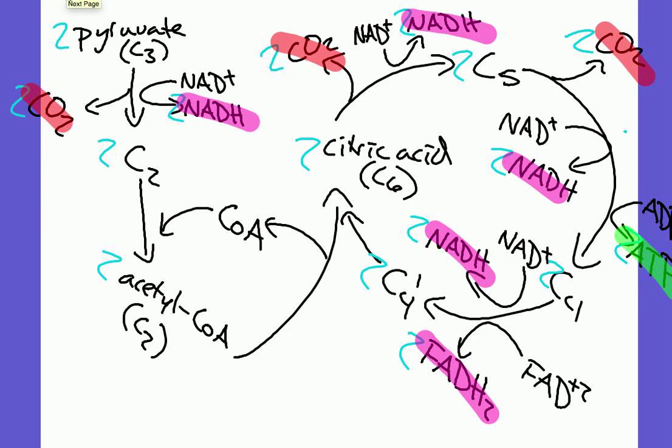So that should actually be a complete picture for your Krebs cycle. We just got one more picture to go. We got an electron transport. And then we have a few questions to answer about that. So hopefully you got a pretty good picture going there.